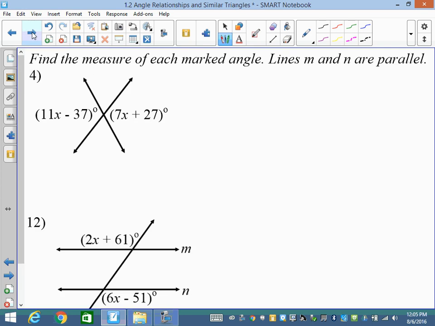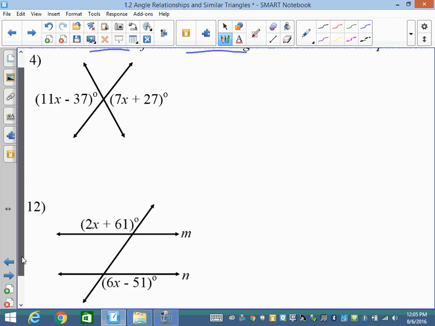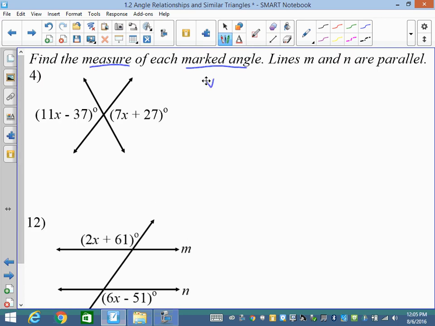Okay, on the next one, they're asking you to find the measure of each marked angle. Let me underline that, marked angle. That's what you're looking for, not just the value of x. And then they say the lines M and N are parallel, so that's going to get us down to this one here. On this one, we have vertical angles, and vertical angles are congruent. So all we have to do is set these equal: 11x minus 37 equals 7x plus 27.